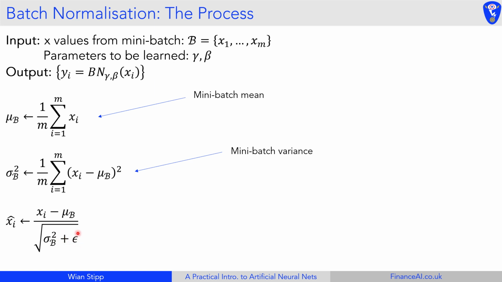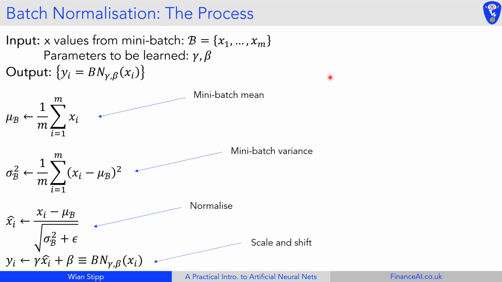And note that we add a very small term here, epsilon, something like 0.0001 or something, just in case this is close to 0 and blows up to infinity. And then finally we assign yi to this value here. And we're learning the parameters gamma and beta. And this is just scaling and shifting.